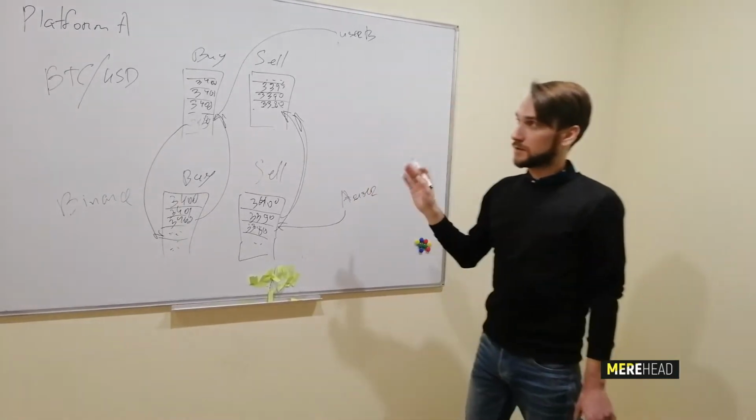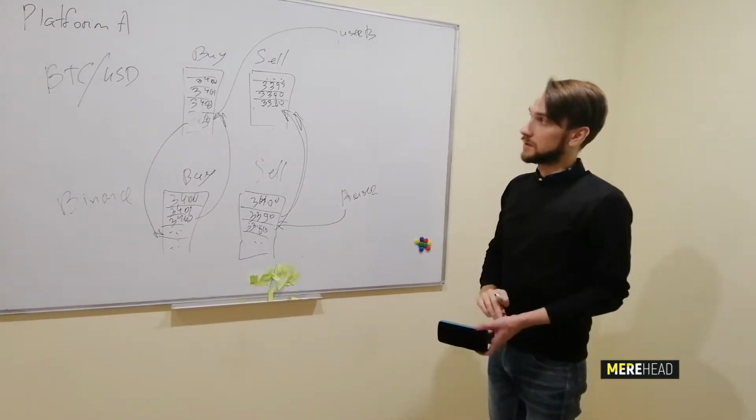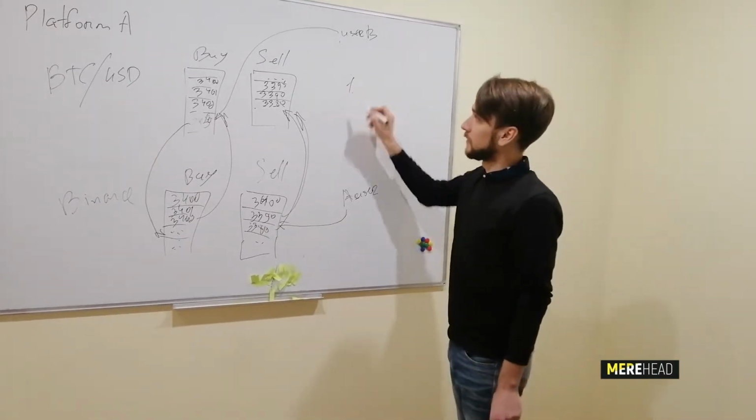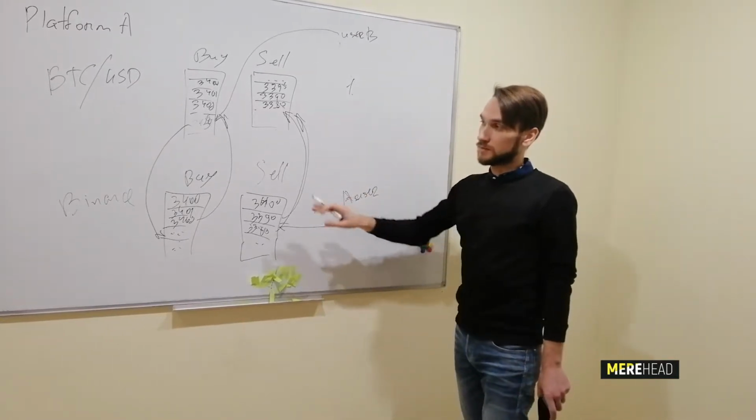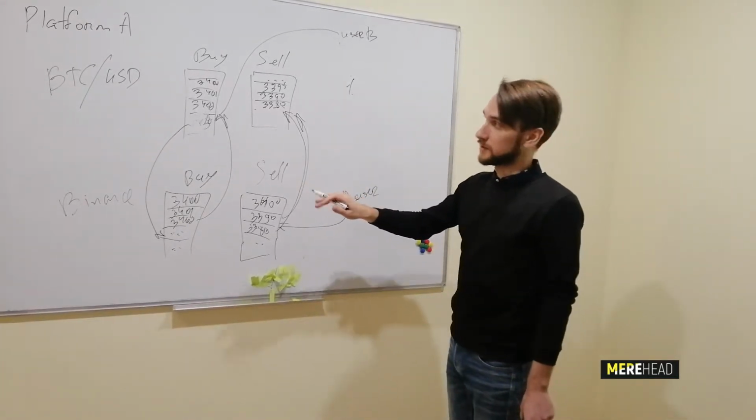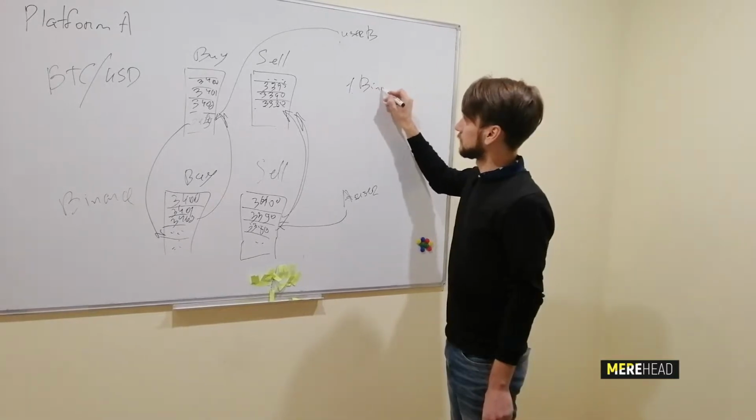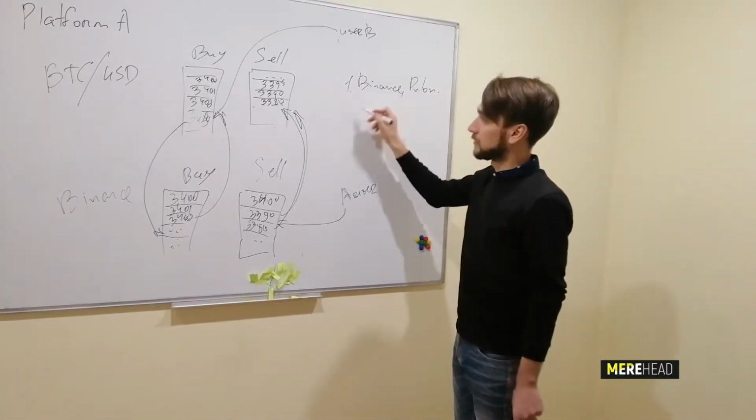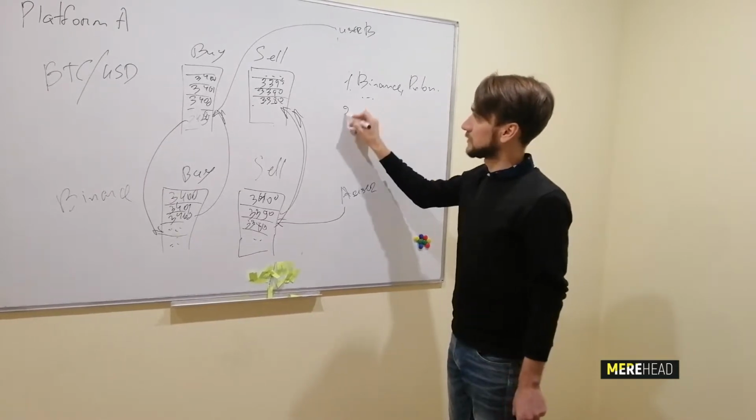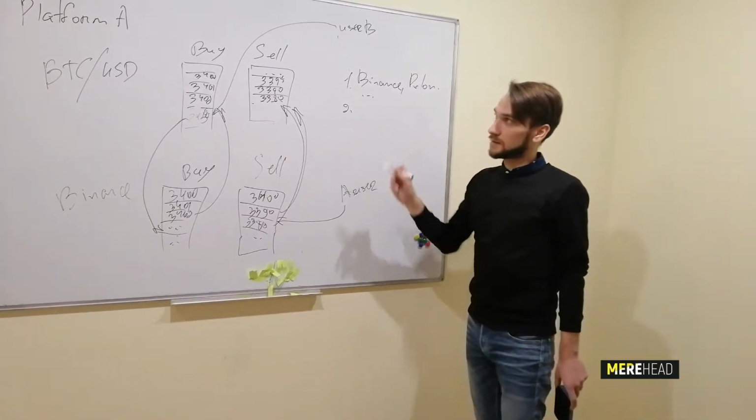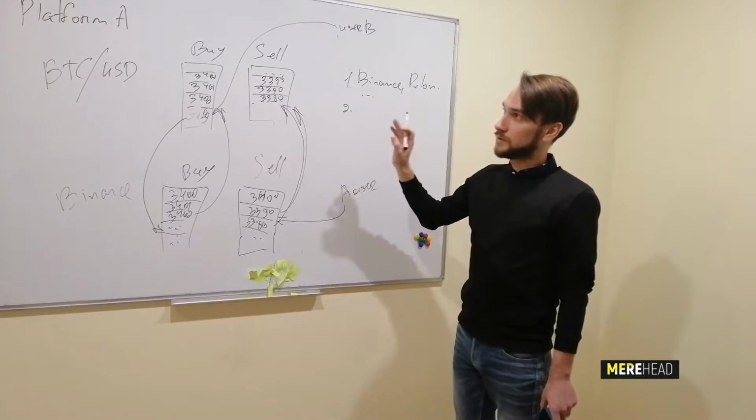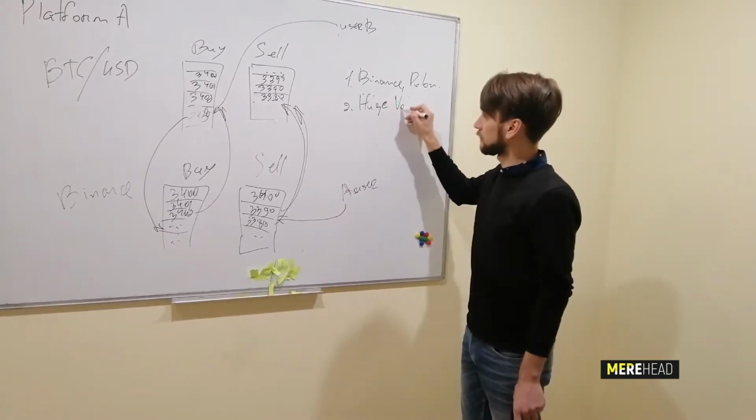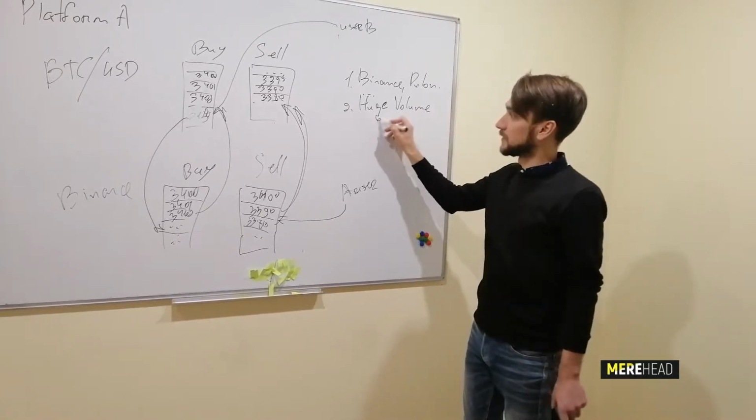What are the pros and cons of this mechanism? The first thing, the advantage, is we can set up as many different external liquidity providers as possible: Binance, Poloniex, and other exchanges, and so on. The second thing, we can have a very huge volume of liquidity.